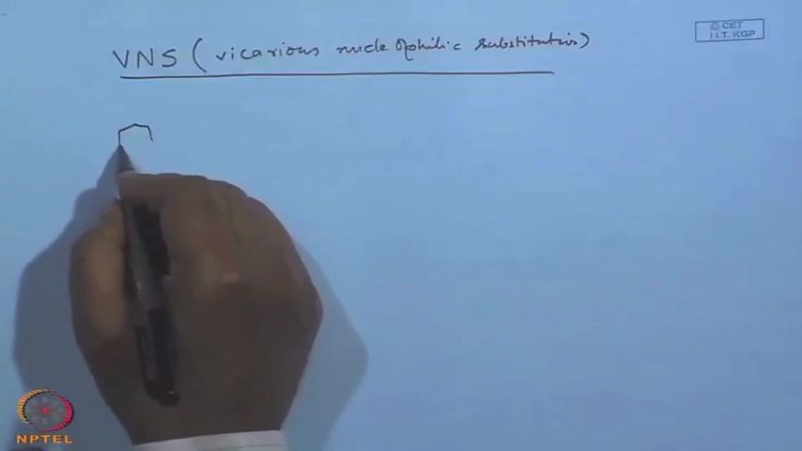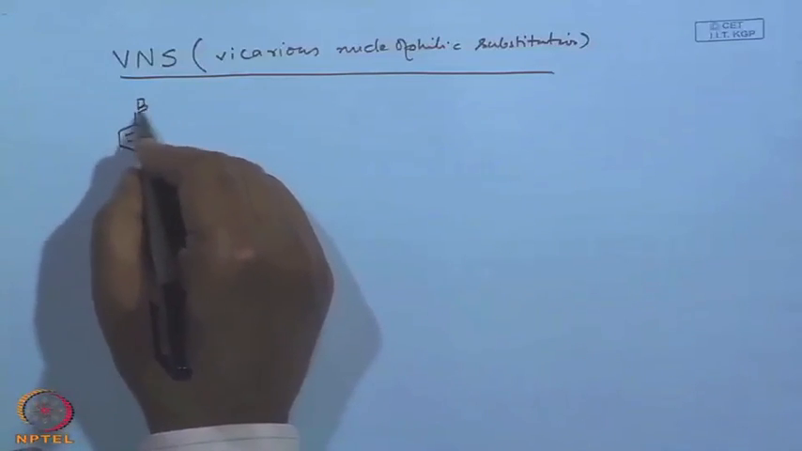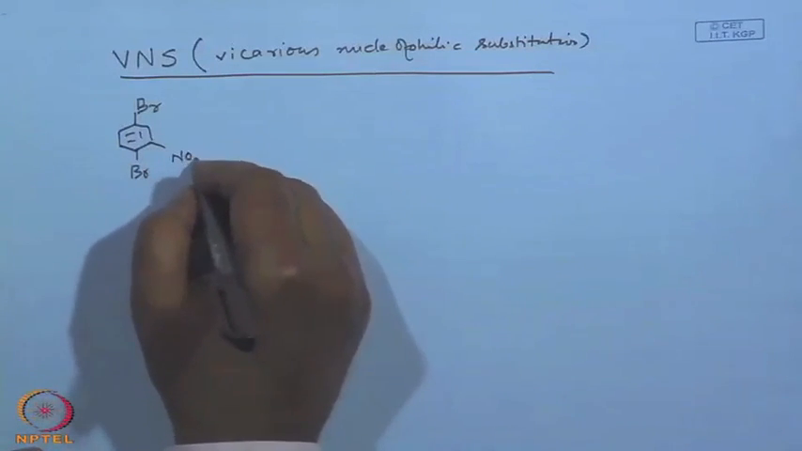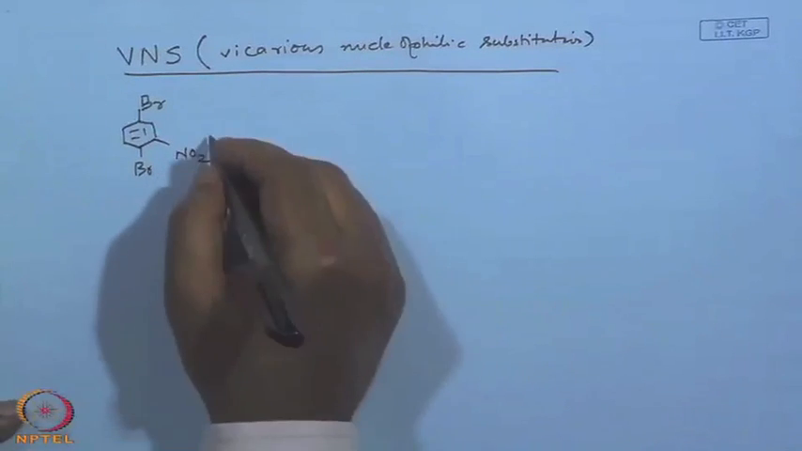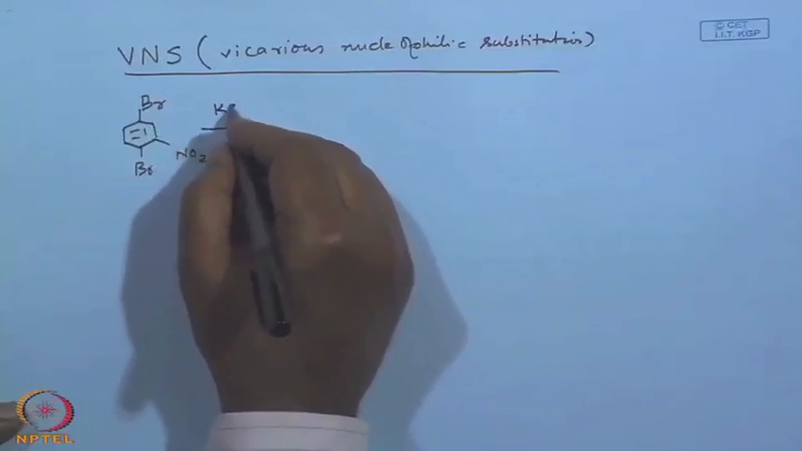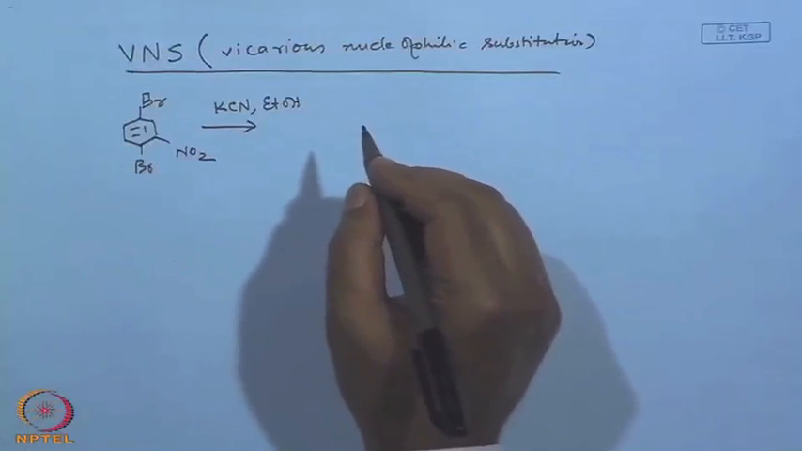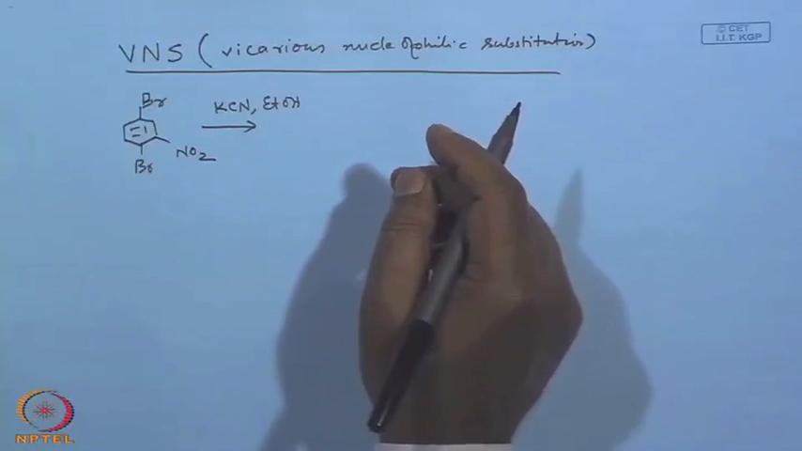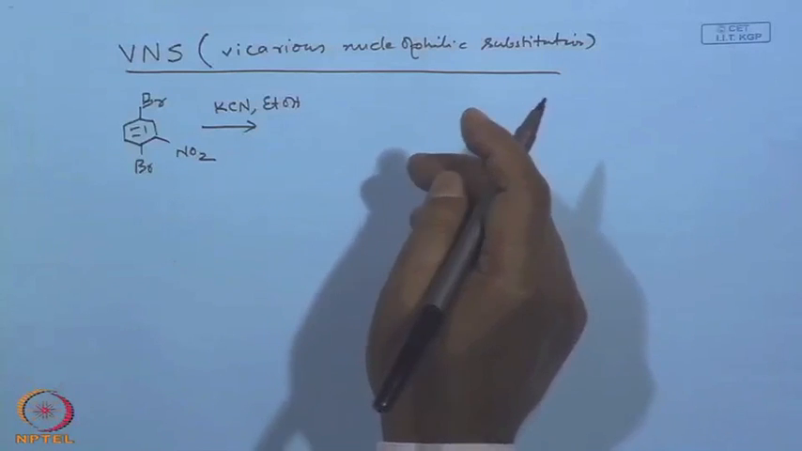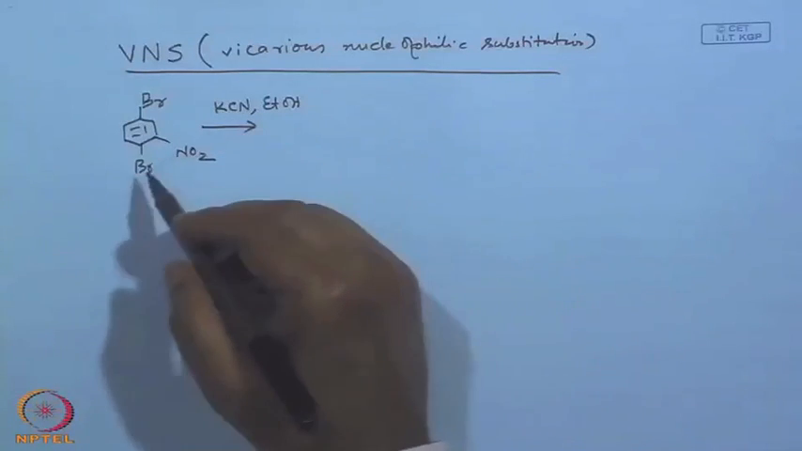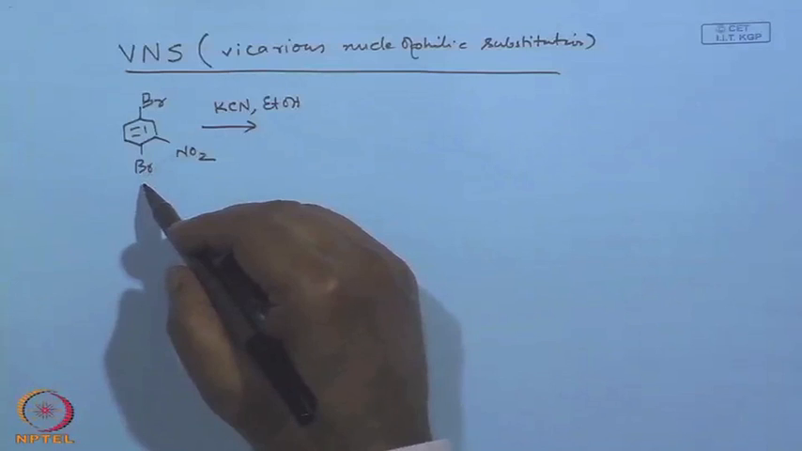But then let us say what happens if you have a similar reaction with bromine and bromine here, and then again a nitro group is present. It is a very simple, commonly available reagent, potassium cyanide and ethanol, and you reflux it. You get something pretty unusual, right. Hypothetically, in analogy with the Sanger's reagent, one would expect that cyanide replaces the bromine, because that is ortho to the nitro group and the other bromine is meta to the nitro group, right.